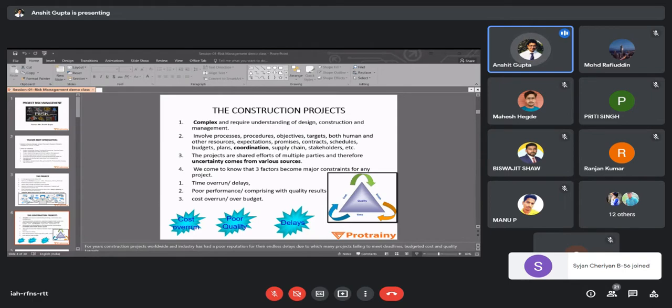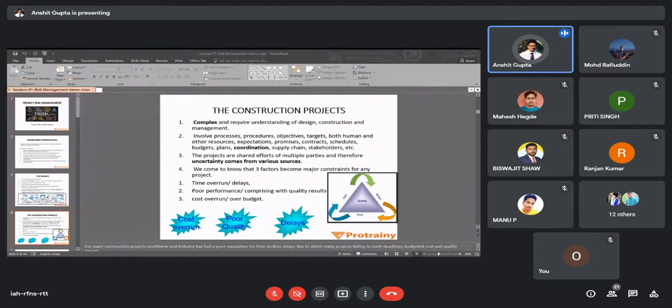Then, projects are shared efforts of multiple parties, and therefore uncertainty comes from various sources. For example, the demo session that I am giving is a small project where I myself have prepared this PPT and I myself am presenting it. So the chances of uncertainty are less because only one person is involved. But in a construction project, so many thousands of people are involved that uncertainty comes from so many sources that it is very difficult to calculate all kinds of risk and uncertainty.